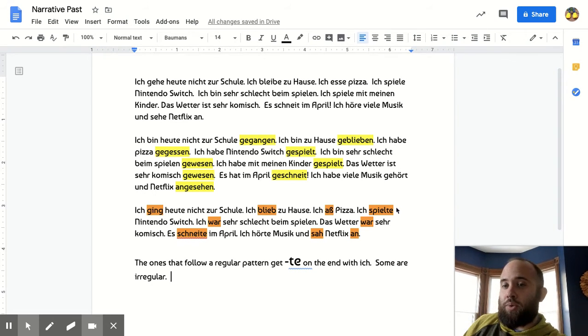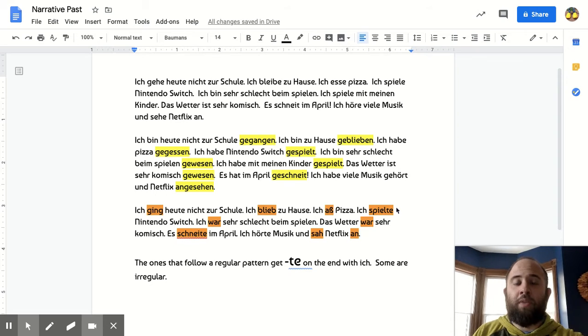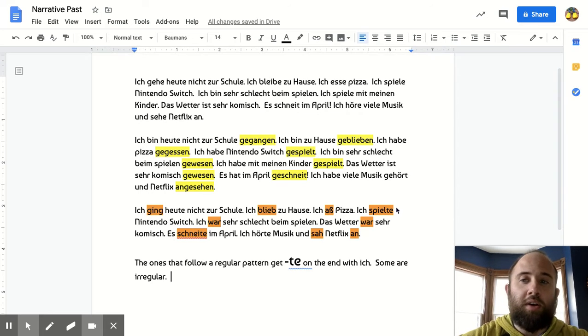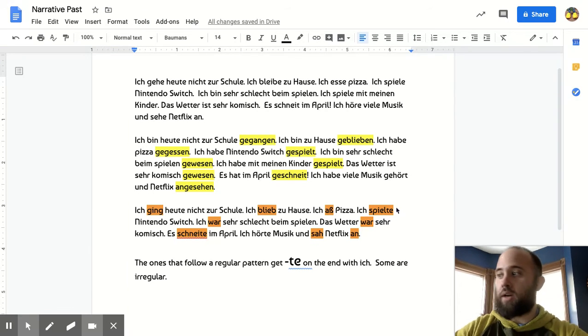It's all in the past we learned with haben and sein, where we throw the verb to the end with the past participle. Gegangen, geblieben, gegessen. We went over how some of those are regular, some of those are irregular. But yeah, that shouldn't be too unfamiliar to you.